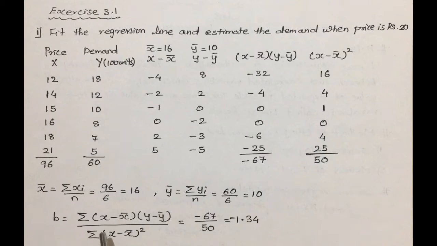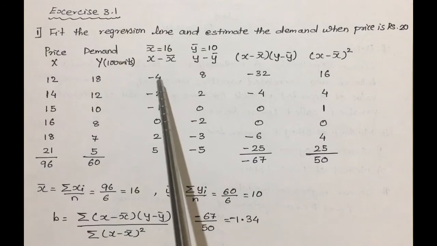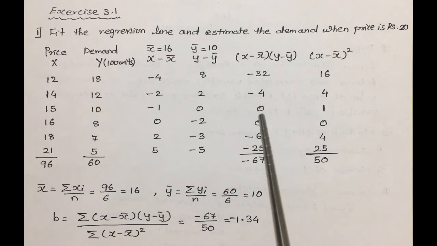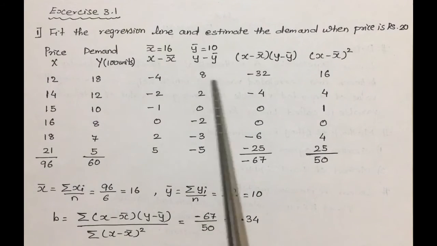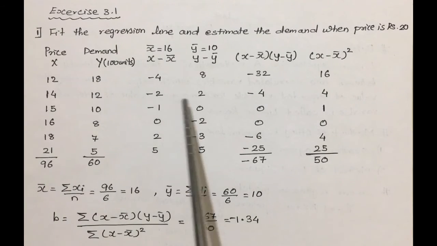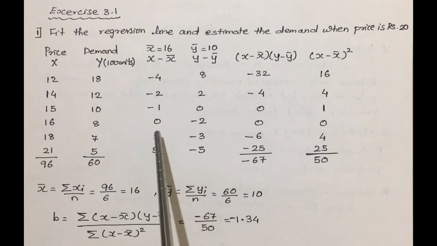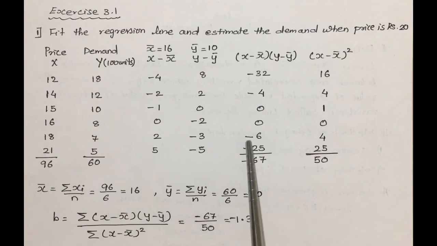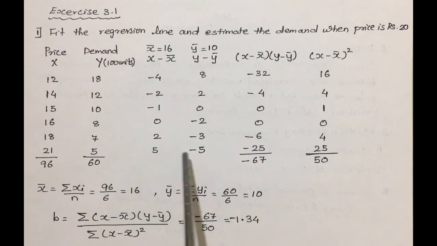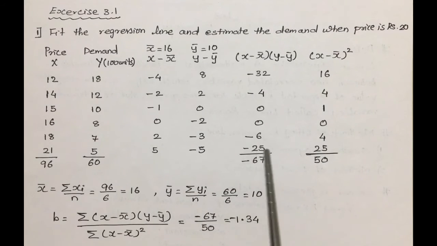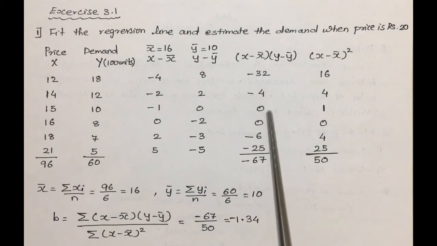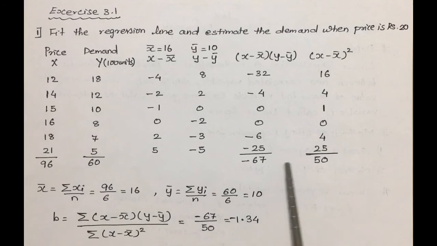As per the formula, we need the product of x minus x bar and y minus y bar. So these two columns are to be multiplied. So minus 4 into 8, minus 32; minus 2 into 2, minus 4; minus 1 into 0, 0; 0 into minus 2, 0; 2 into minus 3, minus 6; 5 into minus 5, minus 25. Adding this column, we get minus 67.